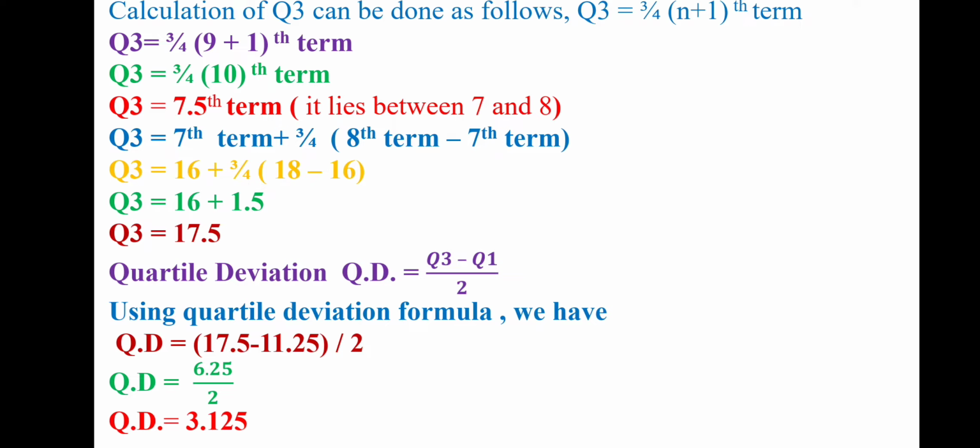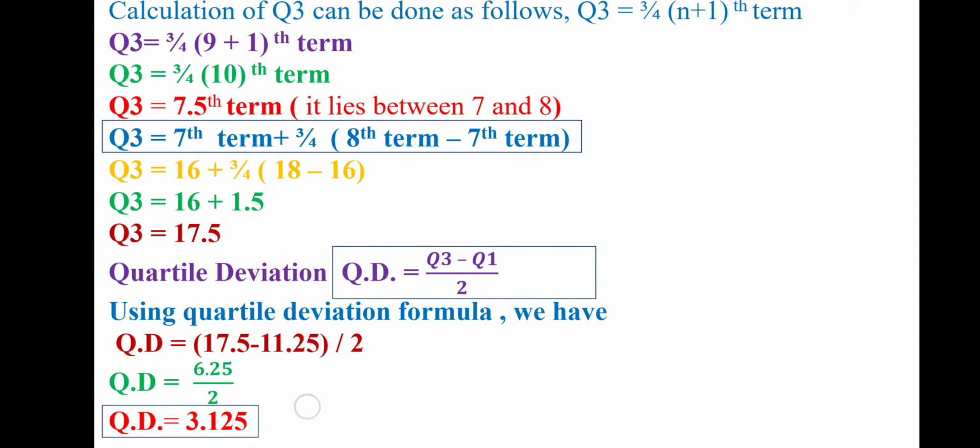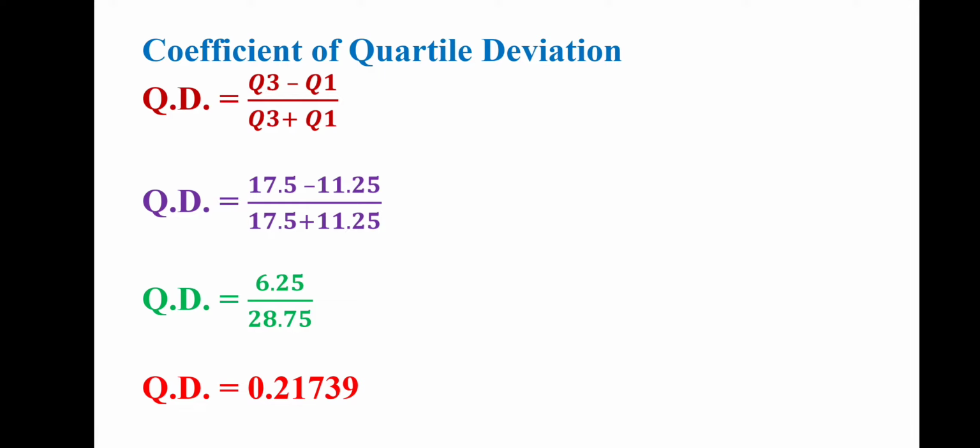Now we know each thing, we will find the coefficient. This value, QD equal to 3.125, is an absolute measure. Now the relative measure will be found. Coefficient of quartile deviation: the formula is Q3 minus Q1 divided by Q3 plus Q1. Q3 value 17.5 minus 11.25 will get 6.25. Numerator simplified. Then in a similar way, the denominator 17.5 plus 11.25 will get 28.75. Simplify, I will get 6.25 divided by 28.75, which is 0.21739. In this way we can find the coefficient of quartile deviation.